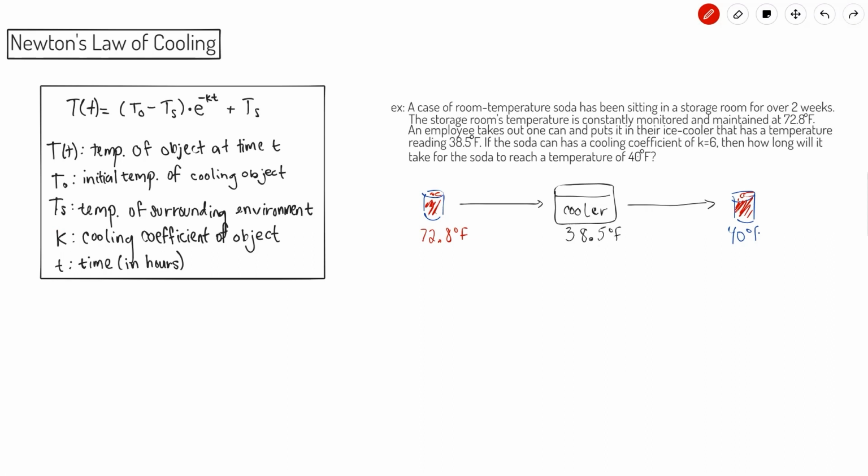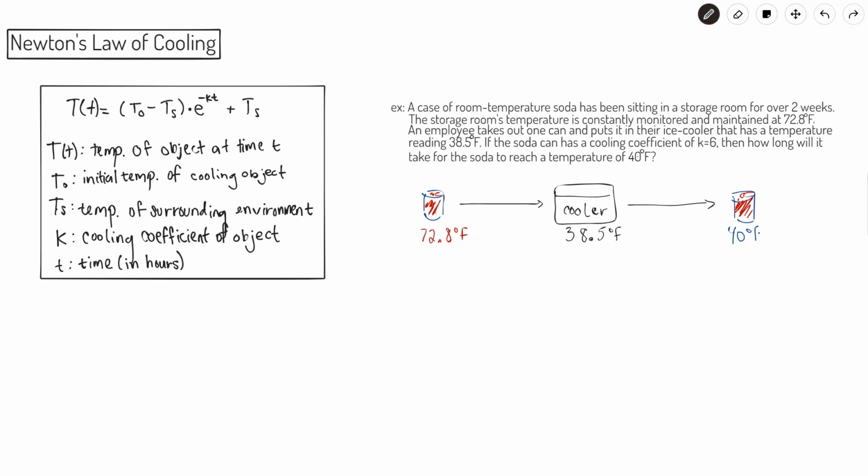Now we're ready to dive into the problem. It says, a case of room temperature soda has been sitting in a storage room for over 2 weeks. The storage room's temperature is constantly monitored and maintained at a 72 degree Fahrenheit temperature. An employee takes out one can and puts it in their ice cooler that has a temperature rating 38.5 degrees Fahrenheit. If the soda can has a cooling coefficient of K equal to 6, then how long will it take for the soda to reach a temperature of 40 degrees Fahrenheit?